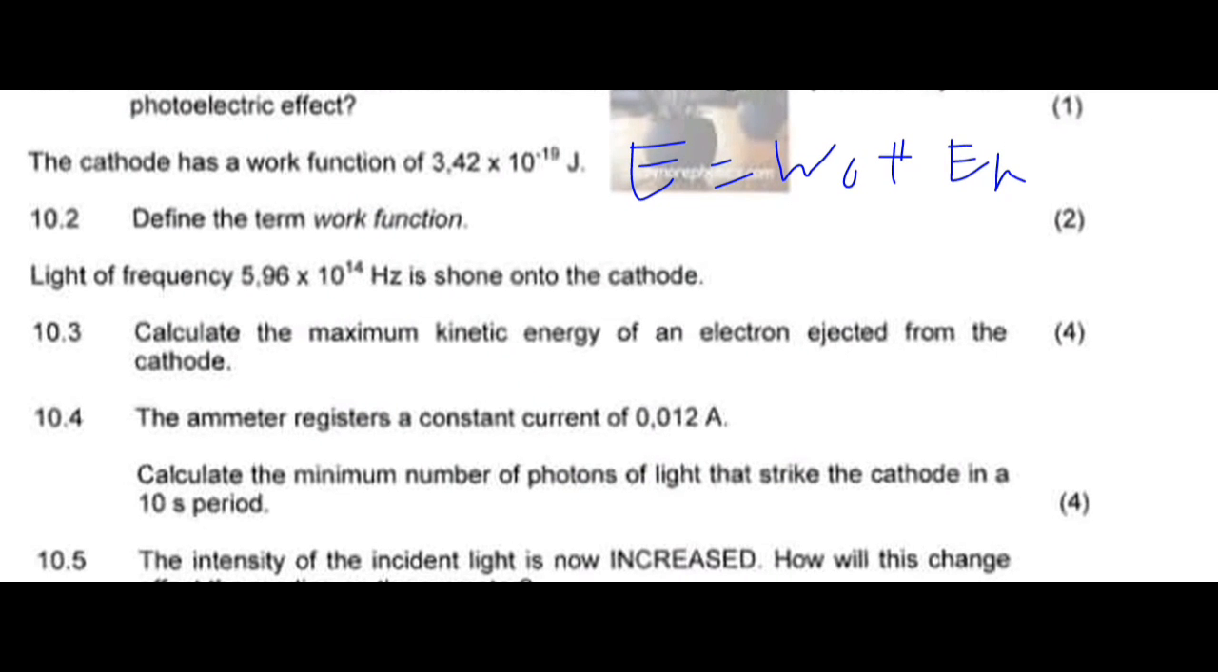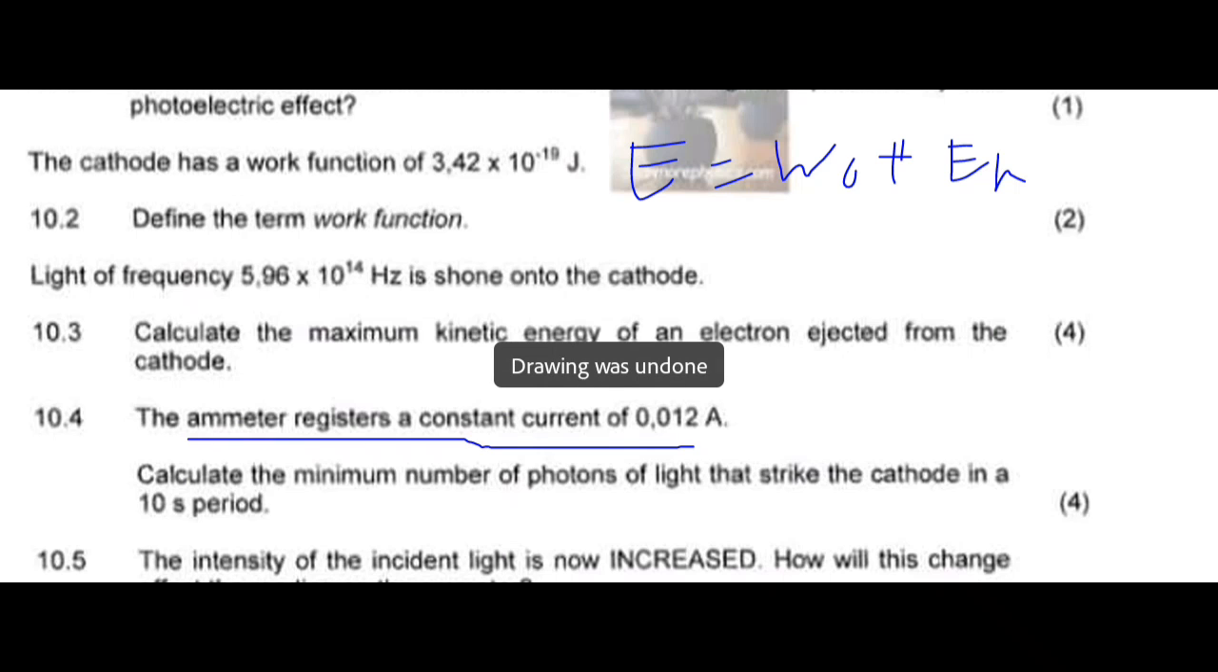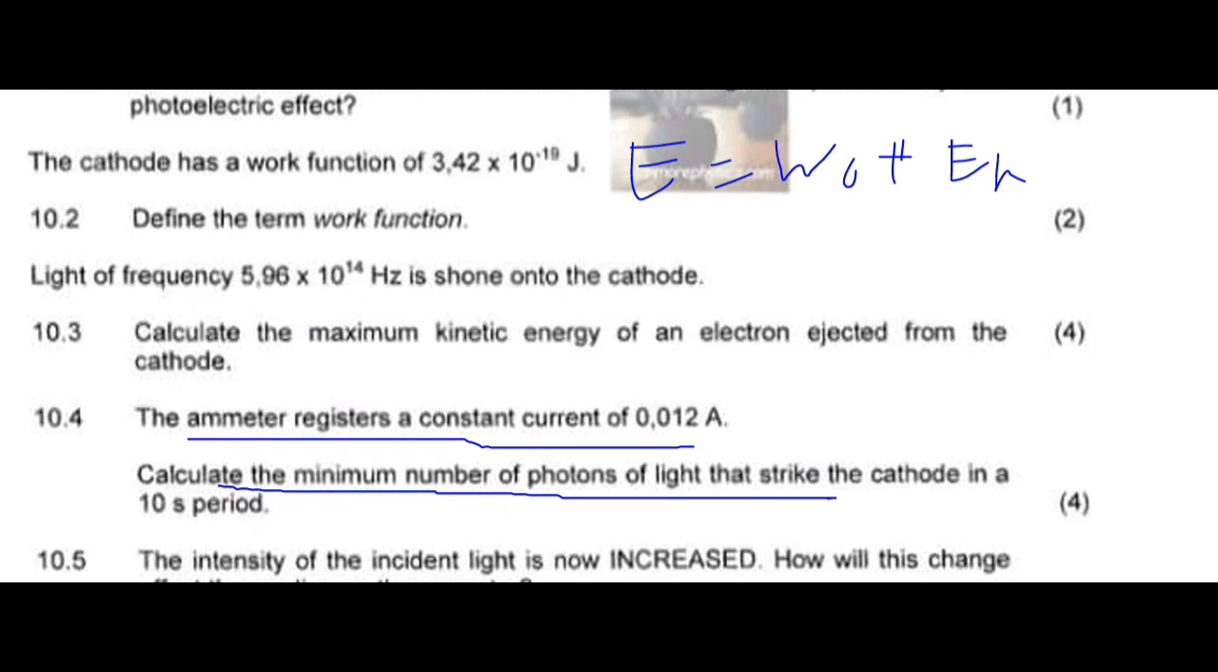Now notice something. They say the ammeter registers a constant current of 0.012 A. So the ammeter registers a current of 0.012 amps. Now they said calculate the minimum number of photons of light that strike the cathode in a 10 seconds period. So now notice they are asking for the number of photons.